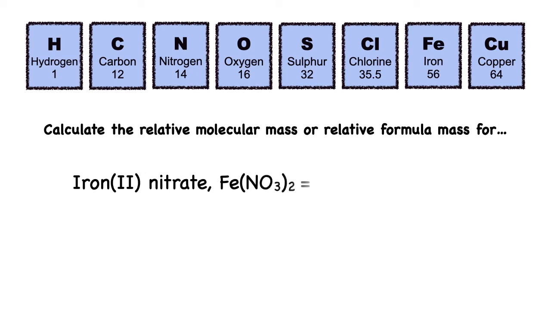Next is iron(II) nitrate, Fe(NO3)2. What is the relative formula mass for this compound? It is 56 plus 2 times (14 plus 3 times 16) equals 180.